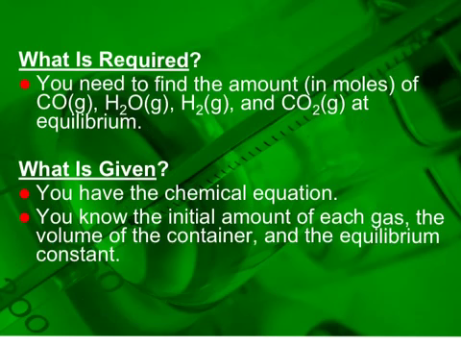This slide just summarizes the information we're required to find, which is the amount in moles of the carbon monoxide, water vapor, hydrogen gas, and carbon dioxide at equilibrium. We're given the balanced chemical equation as well as the initial amount of each gas, the volume of the container, which will be important because we need to determine the concentration of each species, and then the equilibrium constant as well.